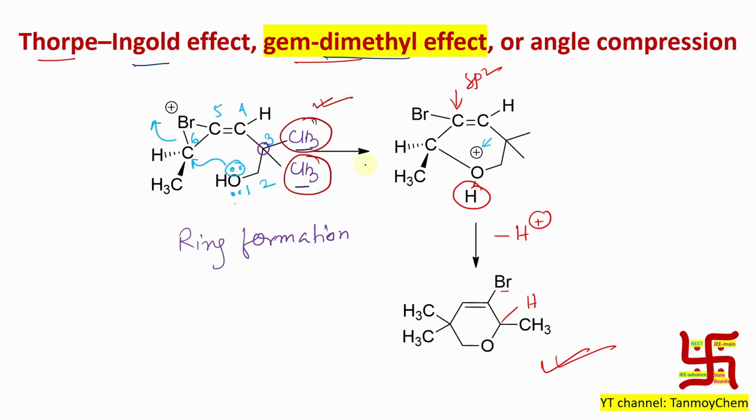Actually, ring formation is associated with loss of entropy. A molecule prefers to maintain higher entropy. So ring formation has a negative point. In order to motivate the molecule further, these 2 methyls are introduced. This is called the Thorpe-Ingold effect. Remember, it may be helpful.